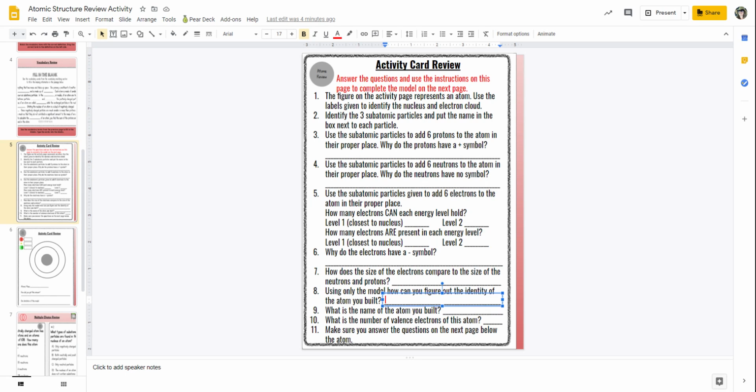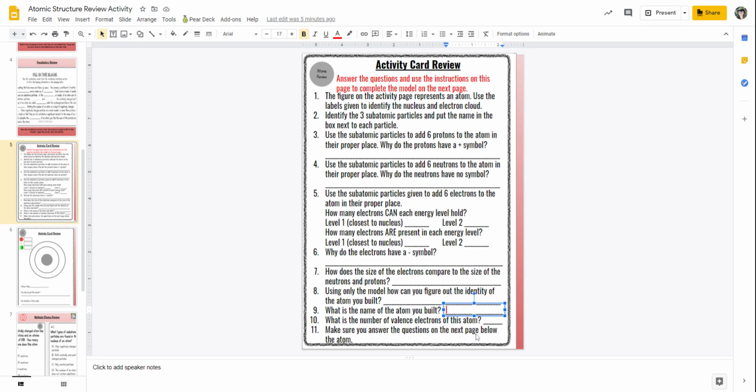Well, if you're using the model, then all you have to do is count the certain particles, because that certain particle determines the identity. Which particle was that? That if we counted it, it determined the identity, and it gave us a certain number on the periodic table. So if you count one of those 3 particles, that's the same as the top number. And now you have the top number on the element box and you can find the particle.